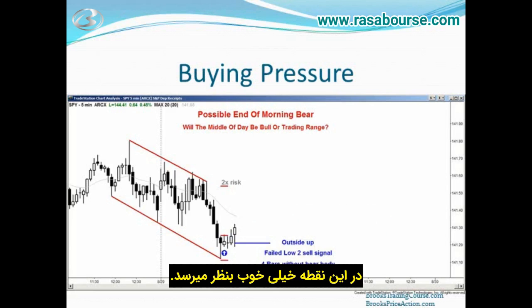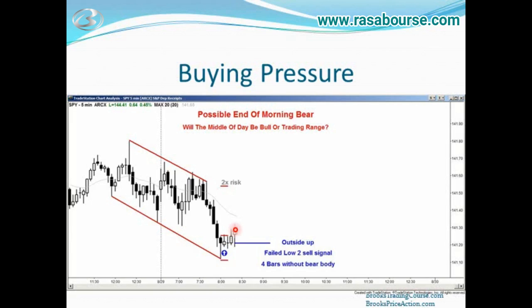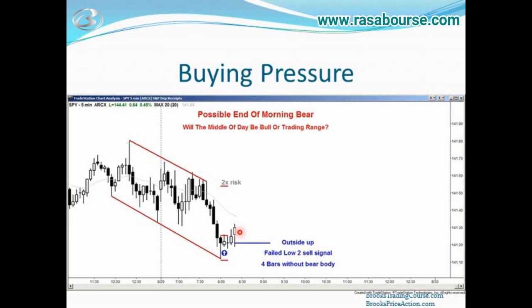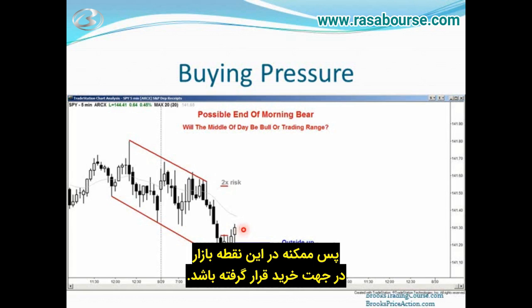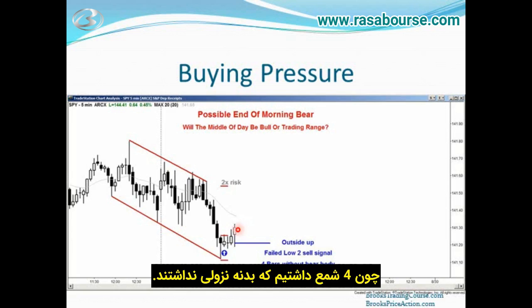This is looking pretty good at this point, right? We tried to trigger a low 2 short below here, and we ended up with a bull outside up bar. So at this point it's looking pretty good. At this point the market may even be always in long. We've had 4 bars without a bear body.